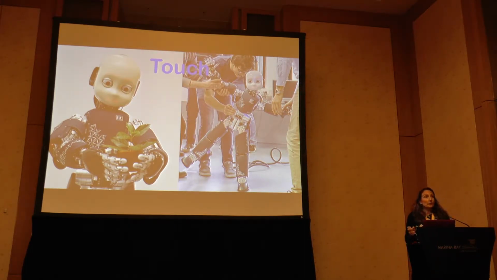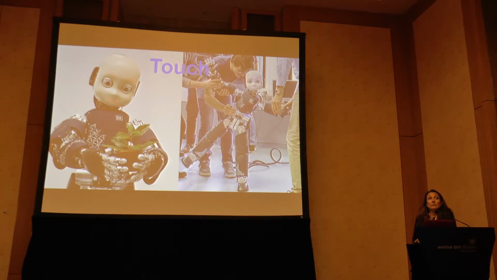So why is touch important? Well, first of all, as anybody can guess, it's important for manipulation. The iCub robot has been built to study the development of cognition through object interaction and manipulation of objects. So it's very important, and it has fully sensorized fingertips for this type of task.